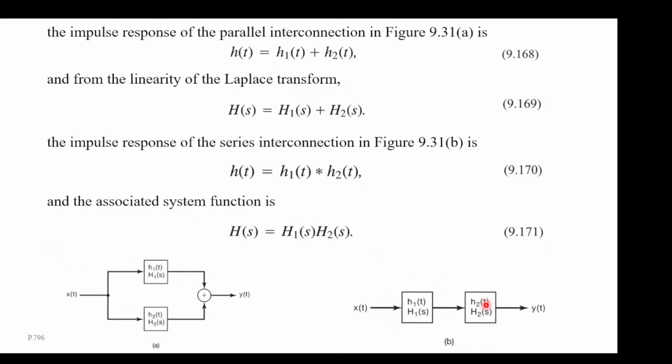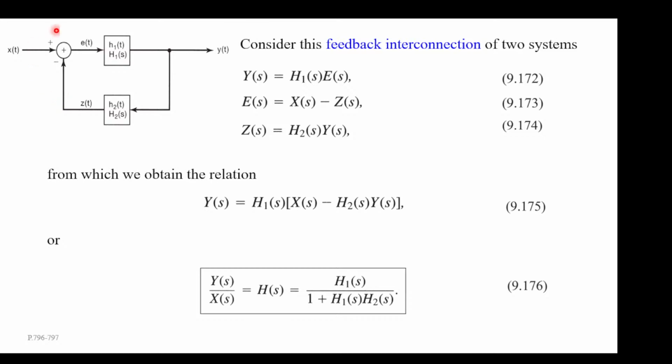And similarly for the series interconnection, we know, and this is what we derived in chapter 2, that the impulse response of the whole thing is the impulse response of the first thing convolved with the impulse response of the second thing. Now if we take the Laplace transform, then we have this very nice equation: the system function of the whole thing is just the system function of the first thing times the system function of the second thing.